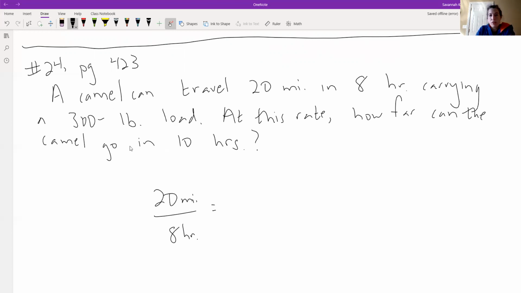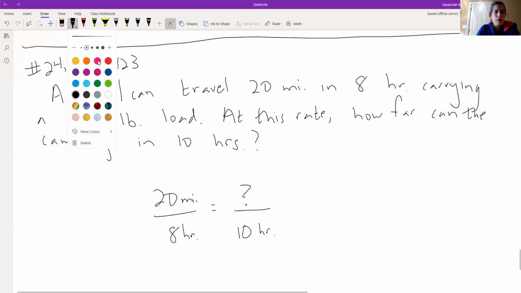Not sure where to put the 300 pounds, so we keep reading. So at this rate, how far? So that the question mark is going to go with respect to miles. How far can the camel go in 10 hours? We've set up a complete proportion that we can solve out. That 300 pounds went nowhere.